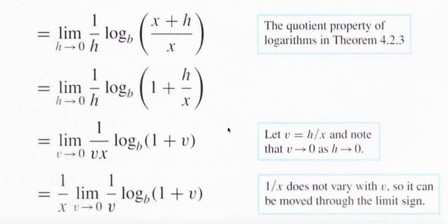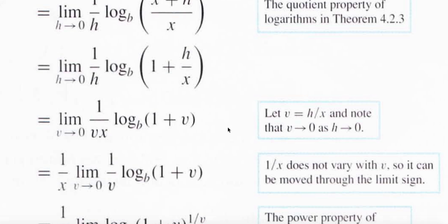Now, we're going to allow a substitution to make life easier. We're going to let v equal h over x. And so by doing this, we replace h over x with v. And if I put x in the numerator and x in the denominator, then 1 over h becomes, by substitution, 1 over vx. Since h is going to 0, v must also go to 0. So my limit now picks up a new variable, v, instead of h.